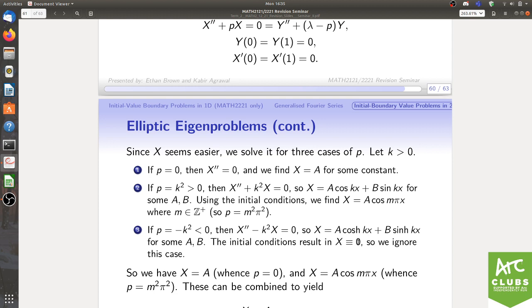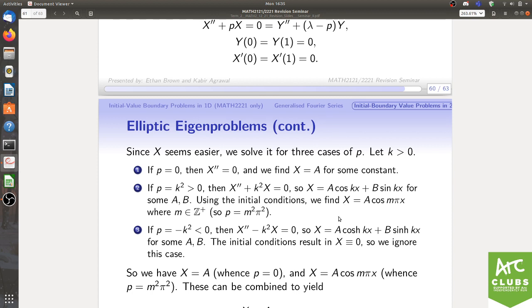Use cosh or sinh either way, it won't matter. So, we get x double dash plus k squared x equals 0. And so we are left with our eigenvalues as m squared pi squared. So your eigenpairs associated with x are going to be m squared pi squared and cos m pi x.